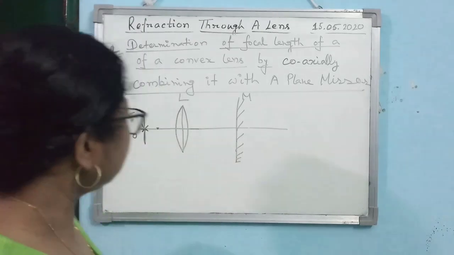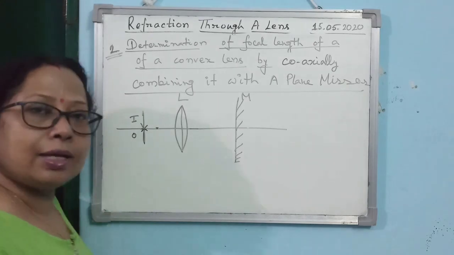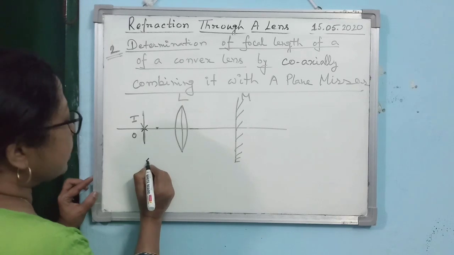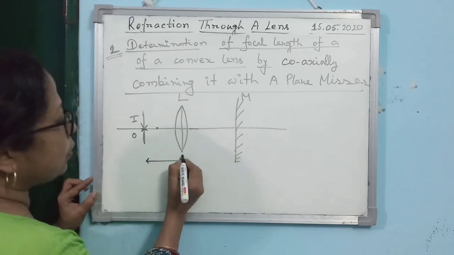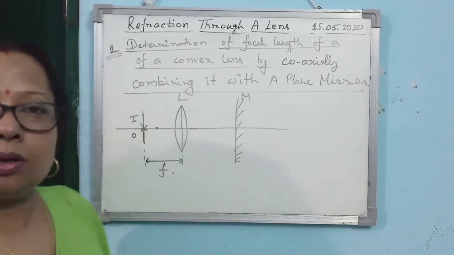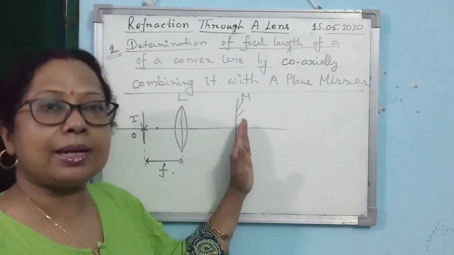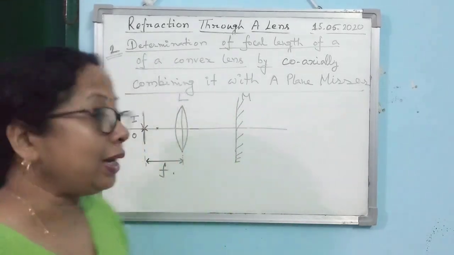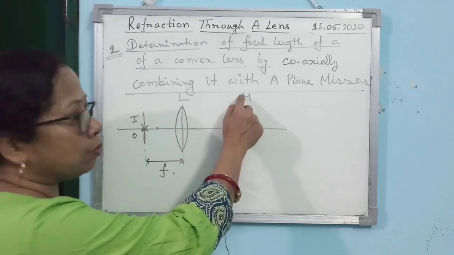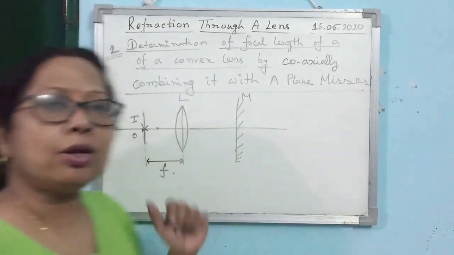Now, when you get object and image at the same position, you stop all kind of adjustment. Then you measure the distance between the lens and the object, and that will give you the focal length. So, the steps I am repeating: you will keep the lens and the mirror at any distance, but they should be vertical and coaxial. Means the principal axis should pass through the mirror perpendicularly. That is the criteria.